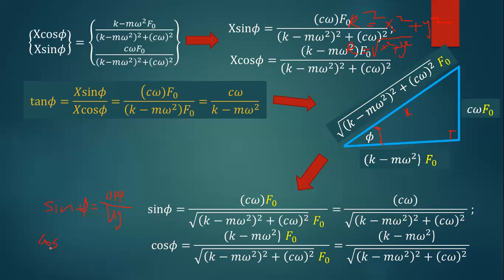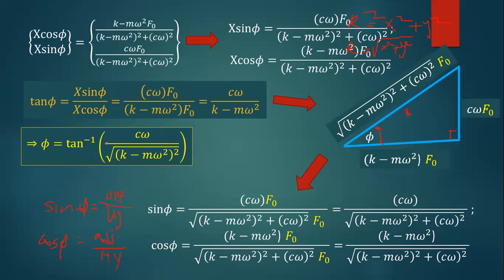Again, cos phi is equal to adjacent over hypotenuse. Our adjacent side is this for phi, and the hypotenuse is this, so it is equal to (k minus m omega squared) over the radical of (k minus m omega squared) the whole square plus (cw) the whole square. Therefore, tan phi is equal to tan inverse of this quantity. Sorry, it is not under the radical, but it is k minus m omega squared only. So we can take it out. This square means it will come out, k minus m omega squared.